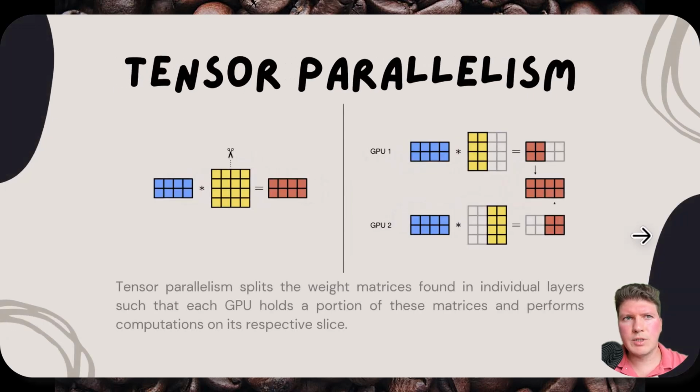Tensor parallelism is another popular technique that distributes computation across multiple GPUs. Tensor parallelism splits the weight matrices found in individual layers such that each GPU holds a portion of these matrices and performs computations on its respective slice. Attention blocks and MLP layers are major components of transformers that can take advantage of tensor parallelism.